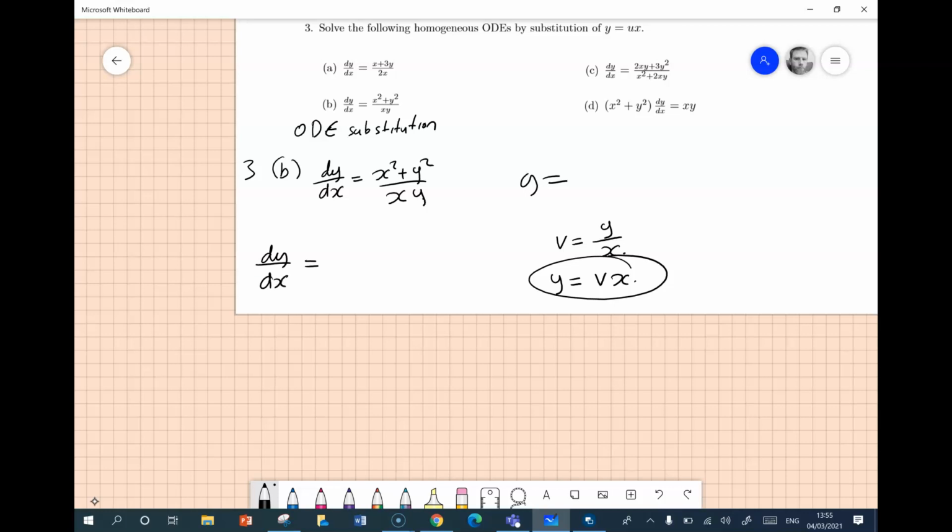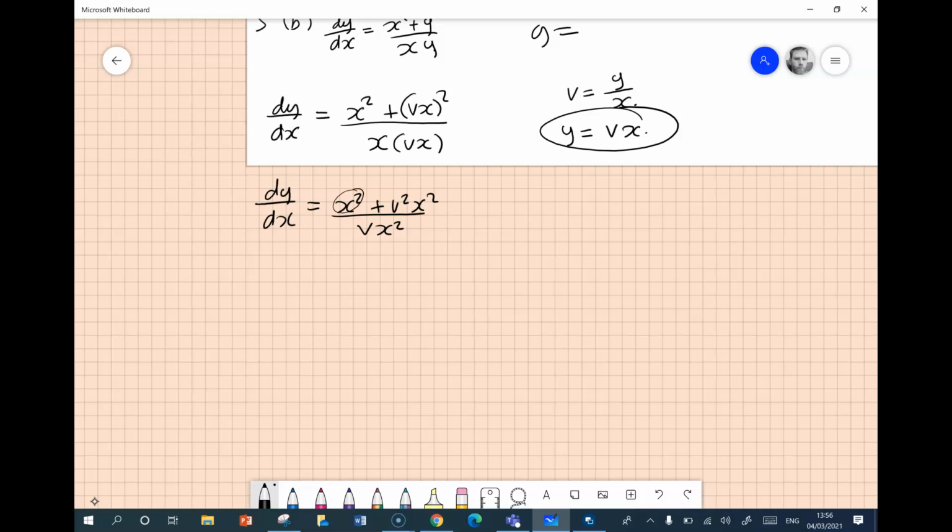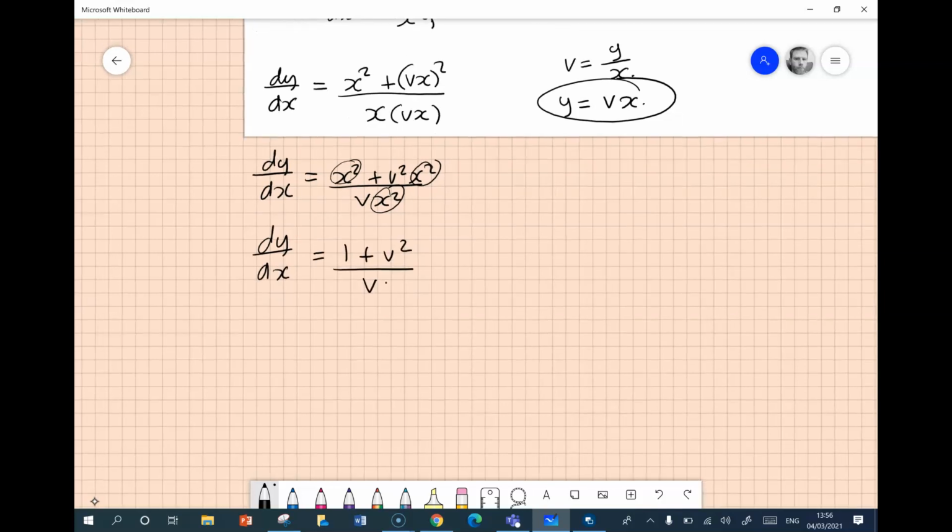So dy/dx is equal to x squared, and we're fine with the x's, plus y squared, so that's going to be (vx) all squared. Then I've got xy, that's x times vx. Just simplify that out a little bit. So dy/dx is equal to (x squared plus v squared x squared) over (x times vx). Just like the last time, we can simplify that fraction. There's an x squared in all of this, so I'll divide everything by x squared. That gives me (1 plus v squared) over v. Similar enough to the last time.